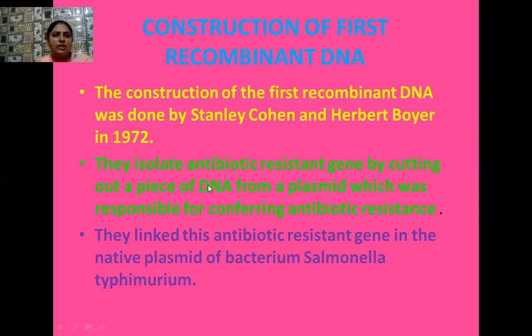And how these restriction endonucleases work, so they move over the DNA segment and they identify specific type of bases which are known as palindromic bases, and after identification of these palindromic bases they cut the DNA from within. So in this way they isolate the DNA which contains the antibiotic resistant gene. The bacterium that they used at that time, from which they get this antibiotic resistant gene from the plasmid, is the bacterium Salmonella typhimurium.